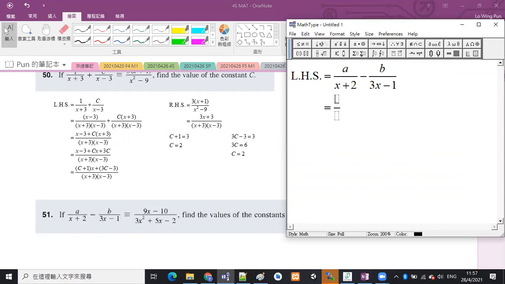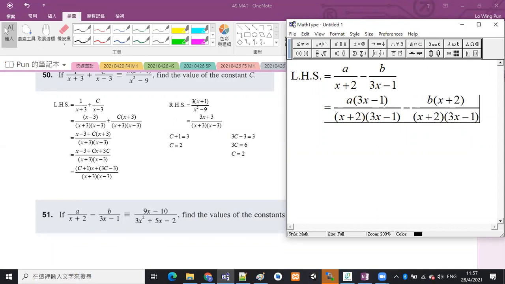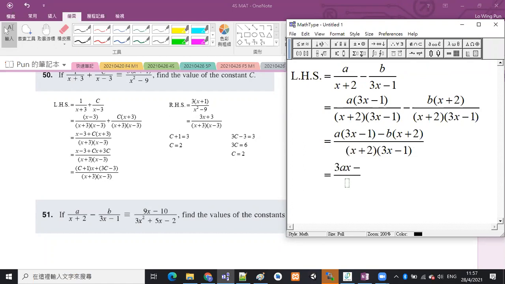Okay, it becomes a times 3x minus 1 over x plus 2 times 3x minus 1, minus b times x plus 2 over x plus 2 times 3x minus 1. Okay, and then merge them together, a times 3x minus 1 minus b times x plus 2 divided by the denominator, and then expand the numerator like this. Okay, and then group the like terms together.